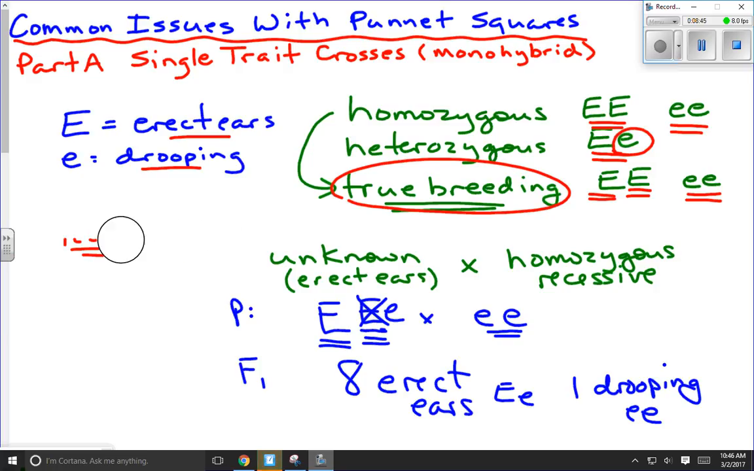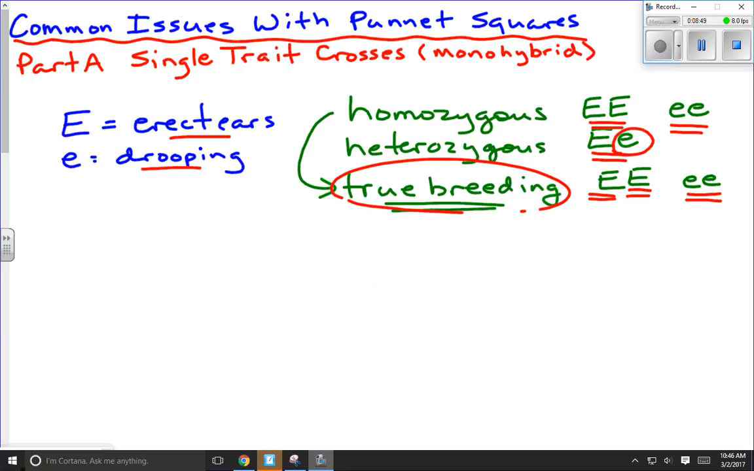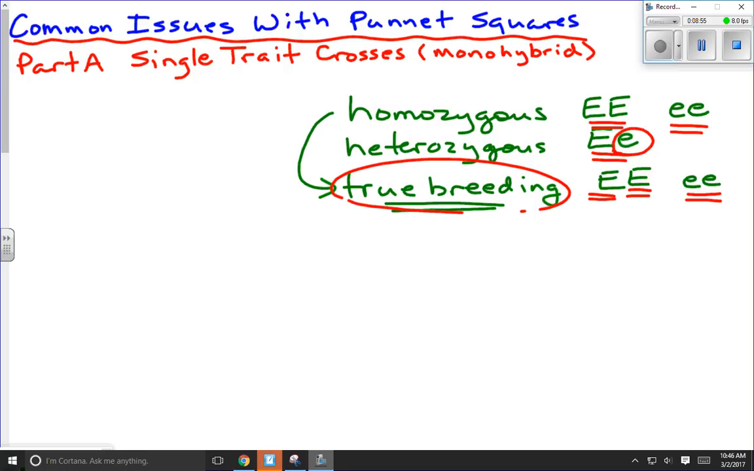Another issue that I've seen come up with single trait crosses is when unusual symbols are being used for traits. Now, I would call them unusual symbols, although for geneticists they're quite normal and usual. Let's look at an example where we don't necessarily use a capital letter for a dominant allele and a lowercase letter for a recessive allele. Let's look at an example with fruit flies. And let's look at fruit flies and their body color.